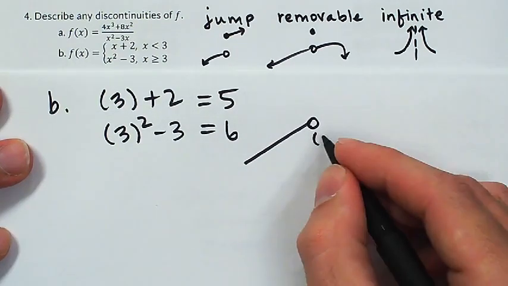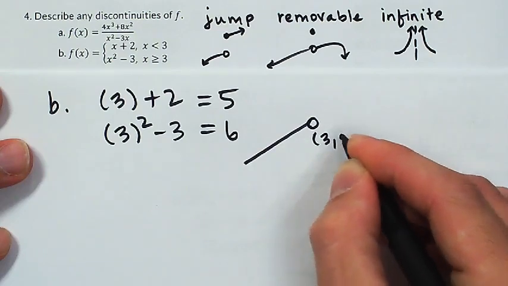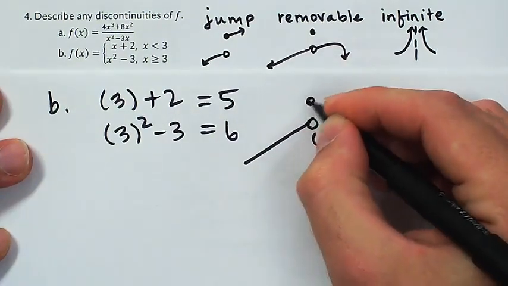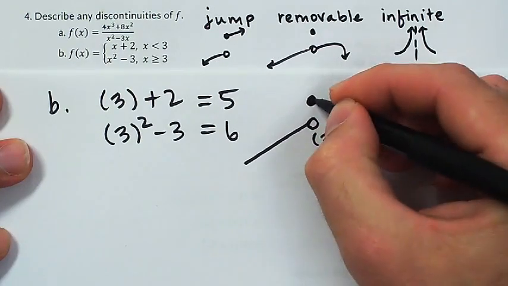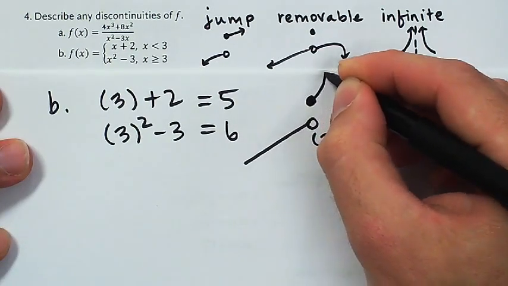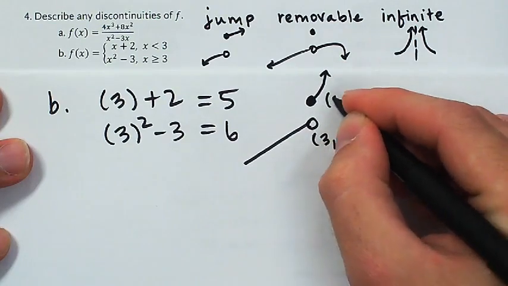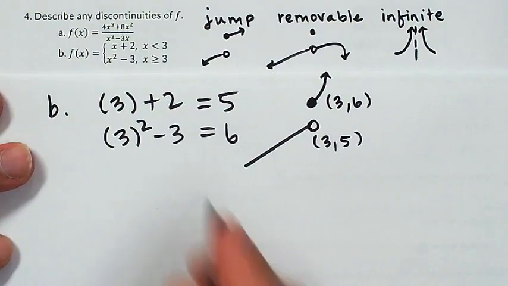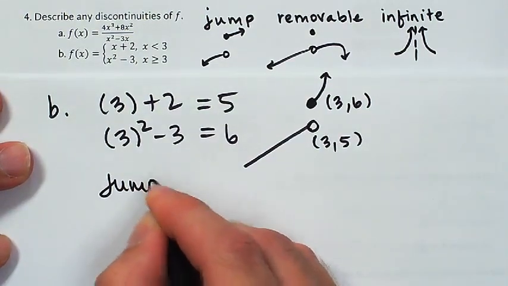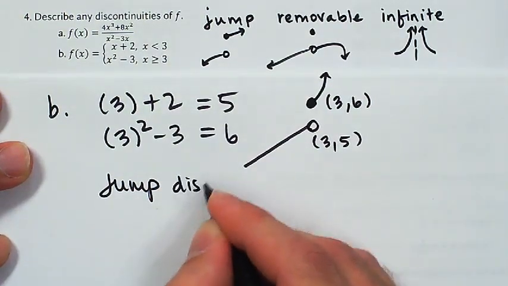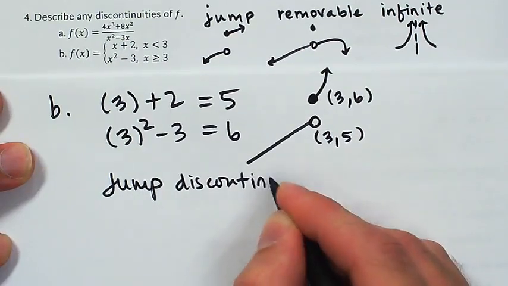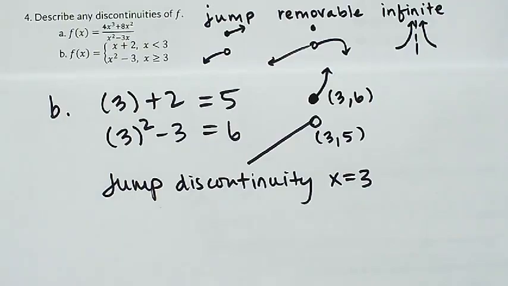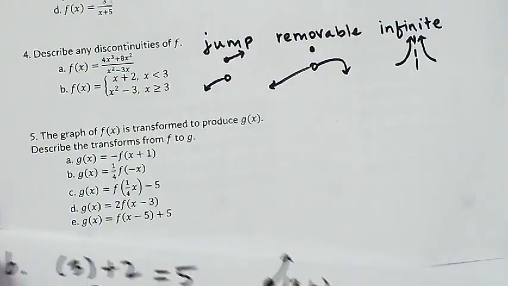So this hole has coordinates 3, 5. And then it picks up here at 3, 6, and it's in the midst of doing a parabola type behavior. So that's what the graph looks like. So I'm going to say there's a jump discontinuity at x equals 3. Okay, and that's number 4.